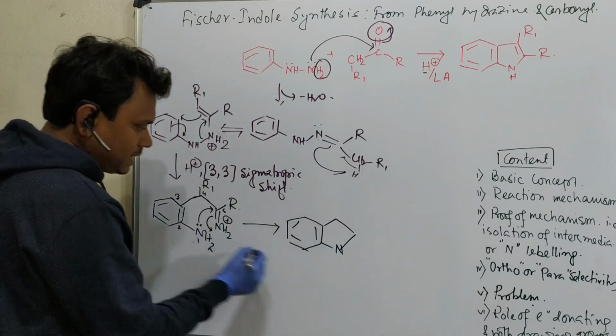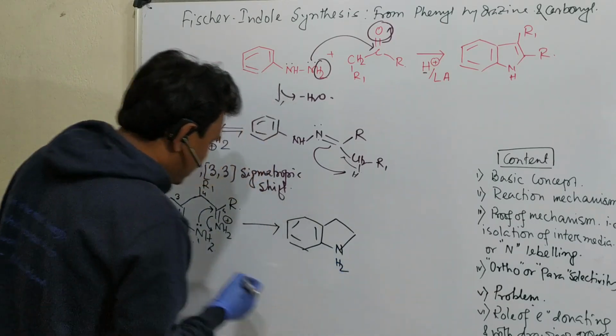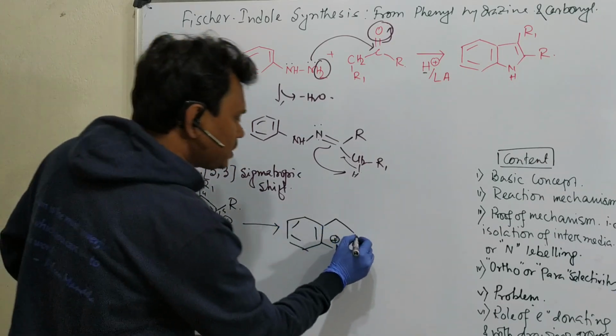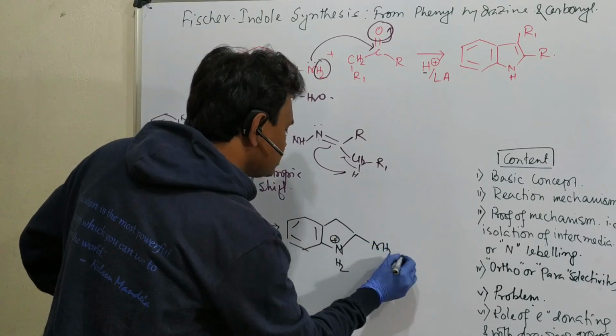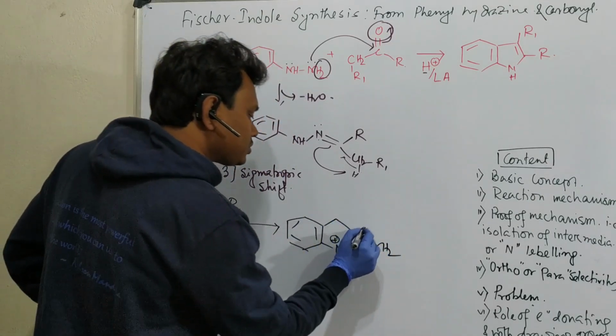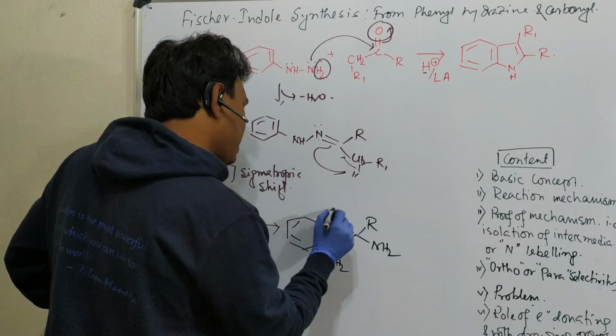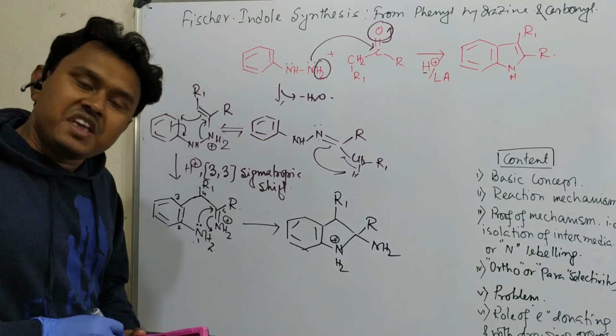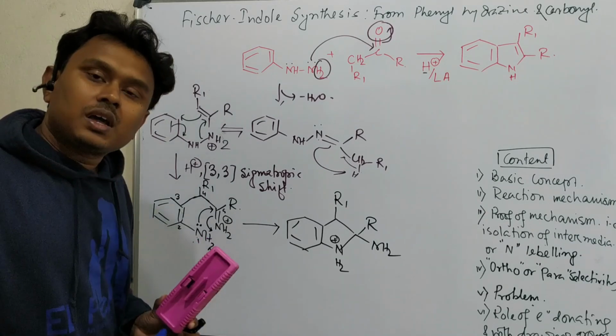Fine. This NH2, let's draw it NH2. After attack, it will become positive. Fine. And it will open up. So NH2 became neutral. This is the NH2. And this NH2 is attached to R. So R is here and R1 is here. Okay. Now see, this is like an amine addition to the carbonyl compound.